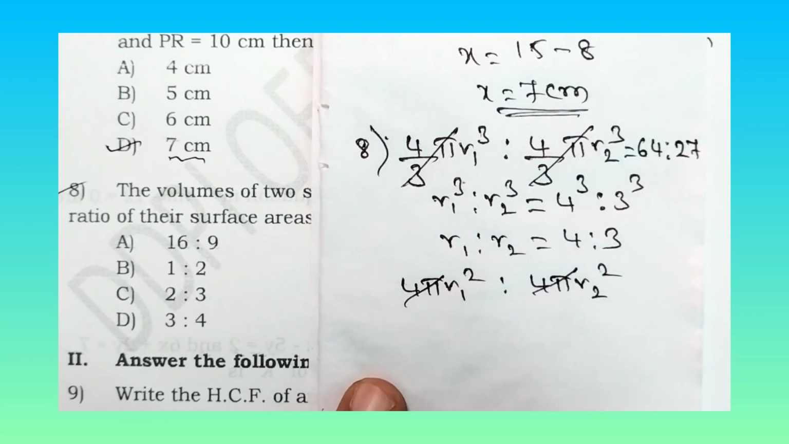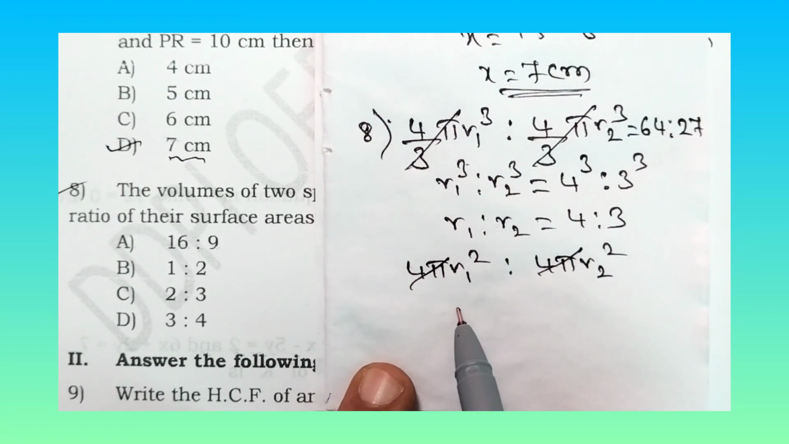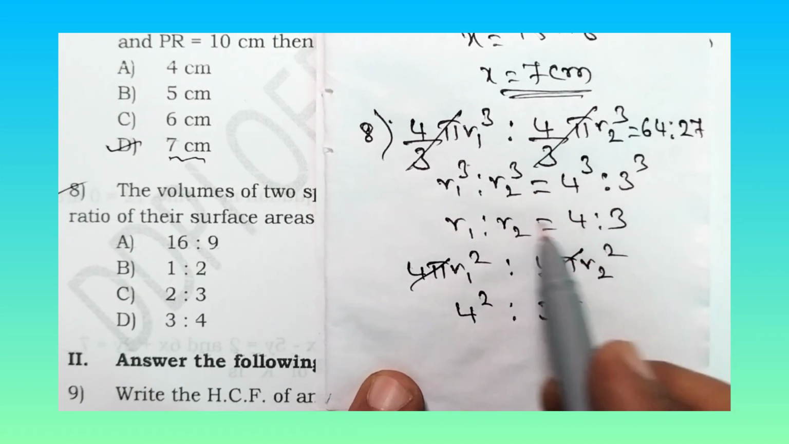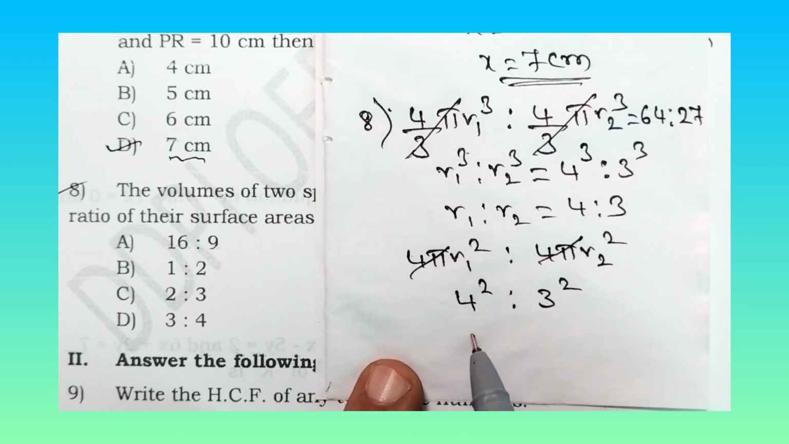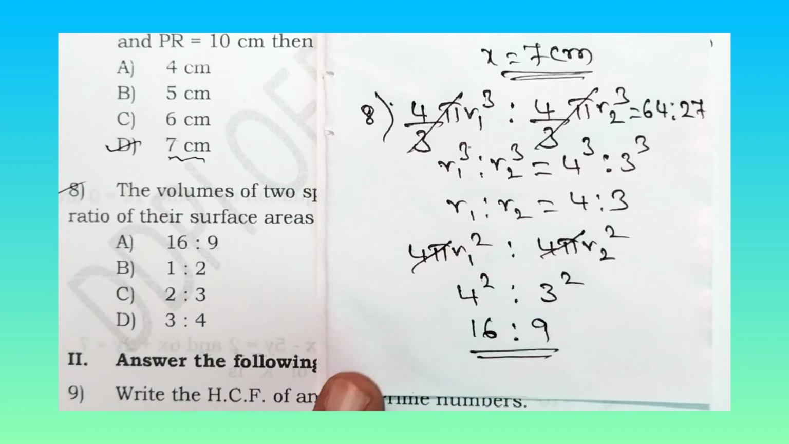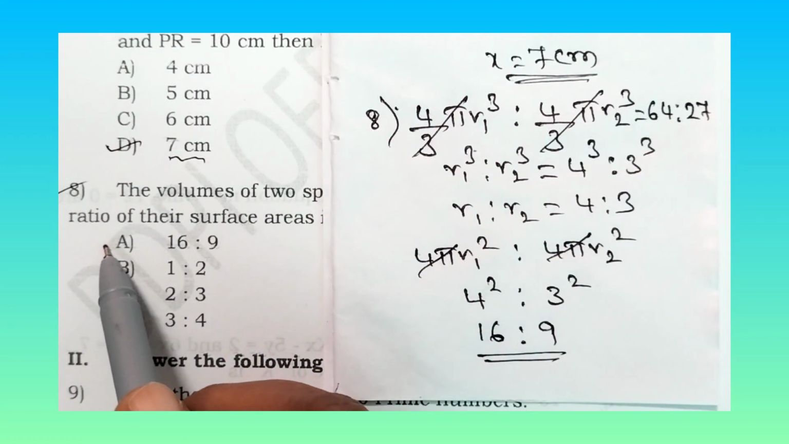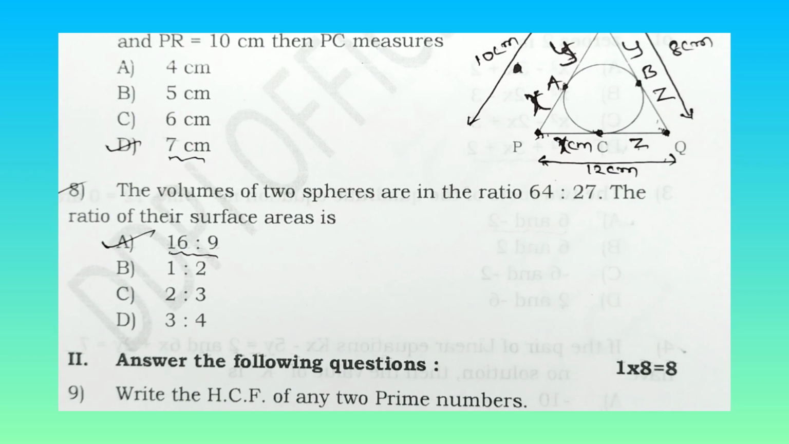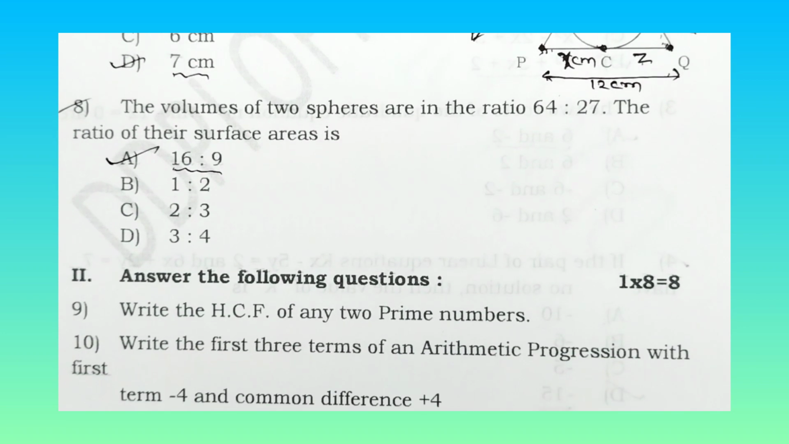4 pi and 4 pi cancel. r1 square means 4 square is to r2 square means 3 square. Here r1 is to r2 has come. So 4 square is 16, 3 square is 9. So the right answer is 16:9. So option A, 16:9, is the right answer. So successfully we have solved all the MCQs.